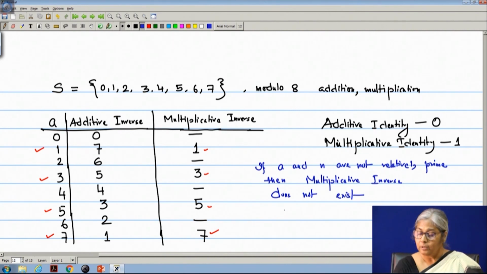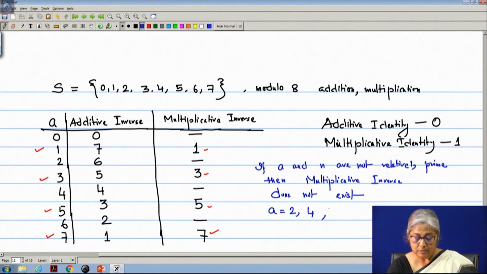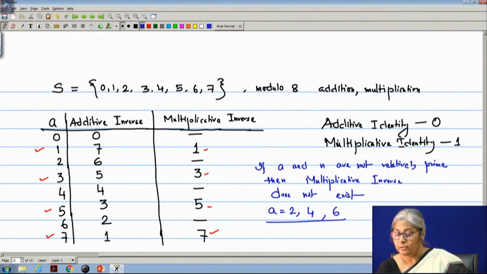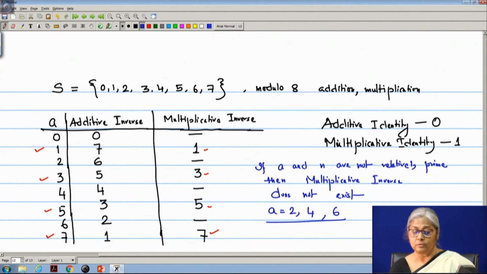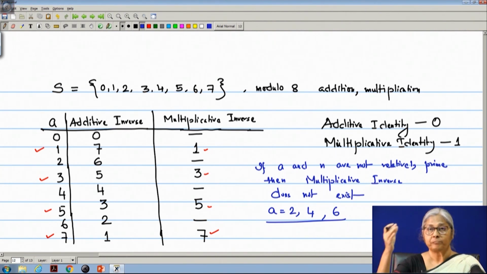And that is for A equal to 2, 4, 6, because for 2, 4, 6 and 8, with n equal to 8, they are not relatively prime, they have some common factor. Now, this will give us another algebraic system, called the field, which we will talk about in the next lecture. That means if the multiplicative inverse is there.